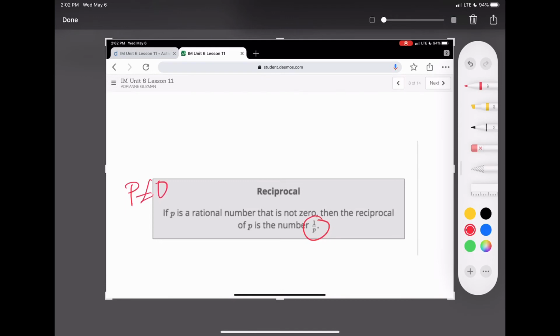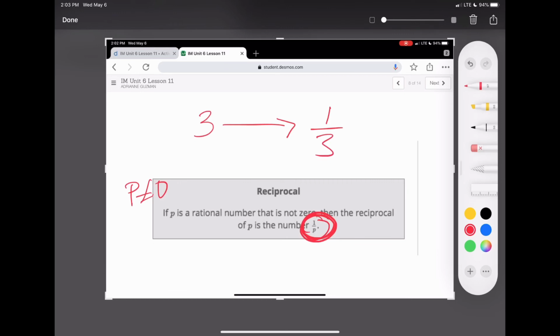Okay. So let's say you have 3. What's the reciprocal of 3? It's always 1 over whatever your number is. 1 over 3. These are reciprocals of one another. Basically, you're flipping. That's what a lot of students call it, the word flip, when you flip the number.